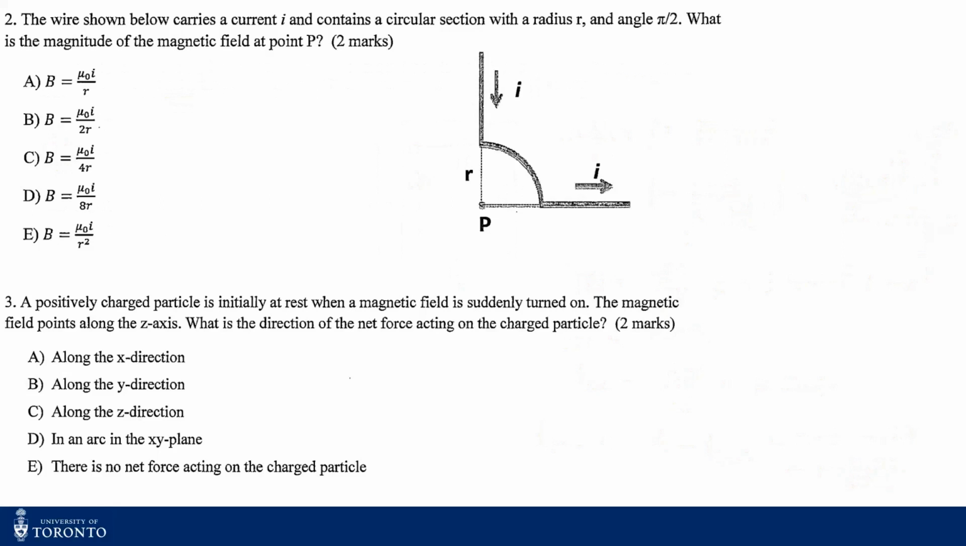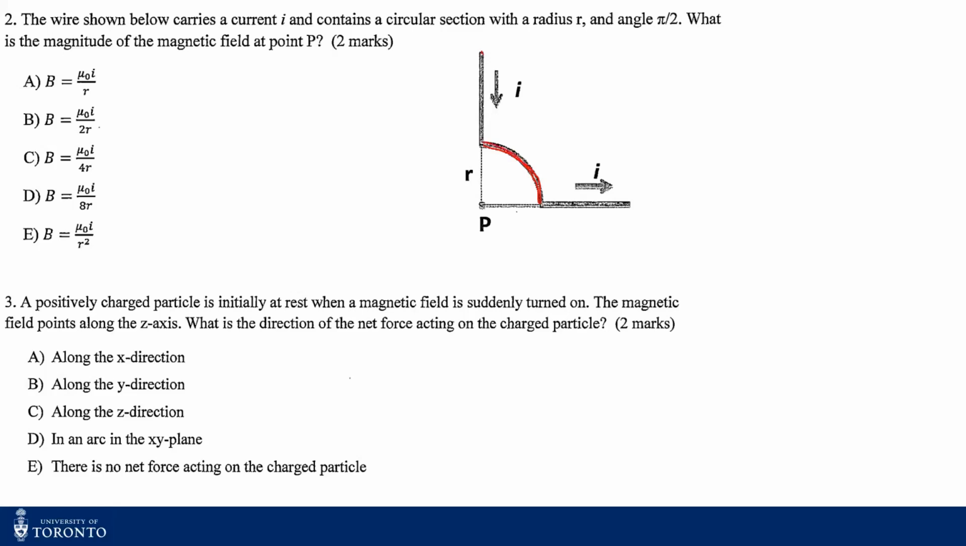Now in part 2, you see there are two straight wires, straight portion wires carrying currents, and also there's a part of a circular section. Now you're asked to find the magnitude of the magnetic field at point P. The only contribution to the magnetic field generated by the current flowing through this conductor is because of this circular region, right?